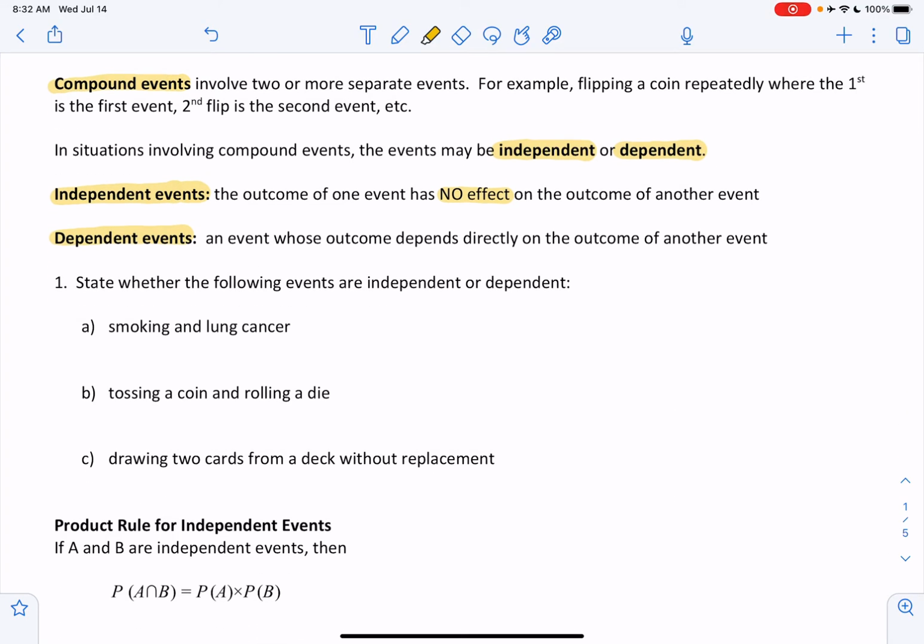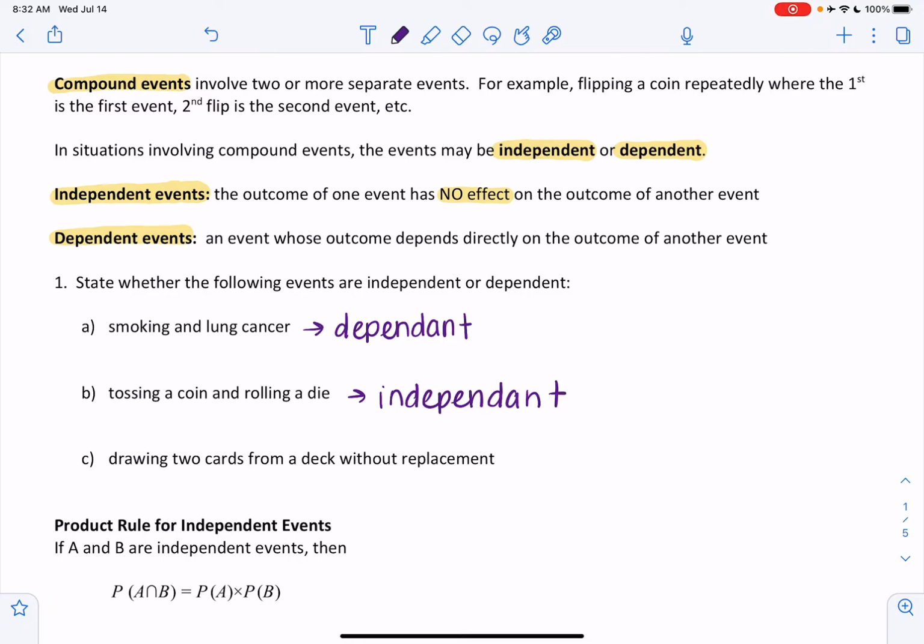So here we have smoking and lung cancer. Could those two things be dependent on each other? Absolutely. So these would be an example of dependent events. Next, tossing a coin and then rolling a die. If I toss a coin and it lands on heads, does this in any way change the possibilities or the outcomes of me rolling a standard die? No. So that's an example of an independent event.